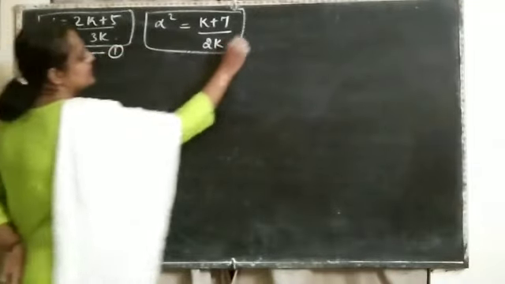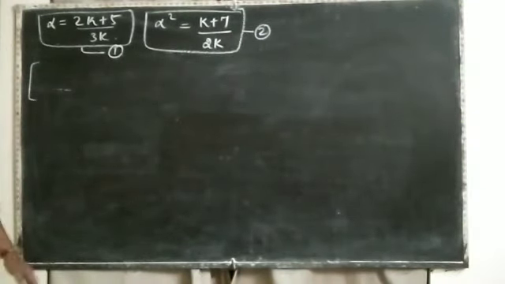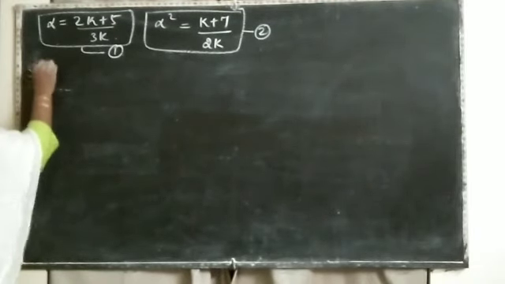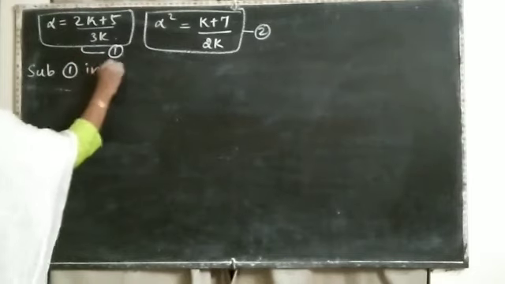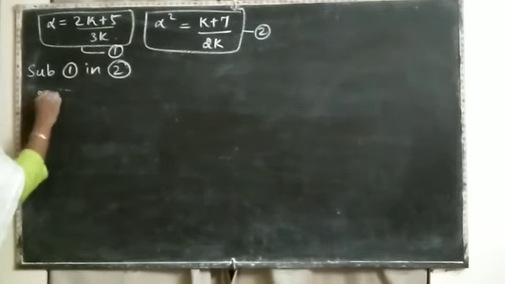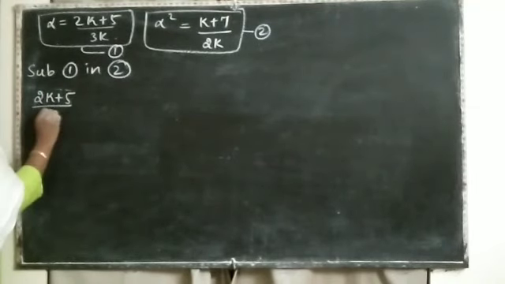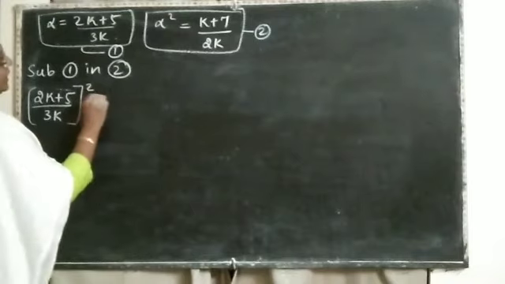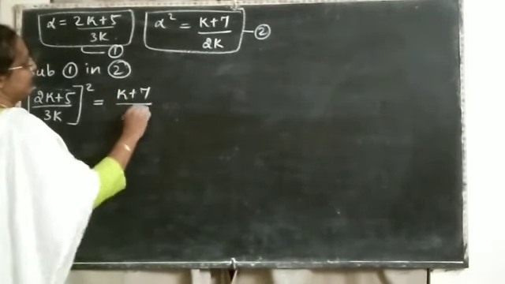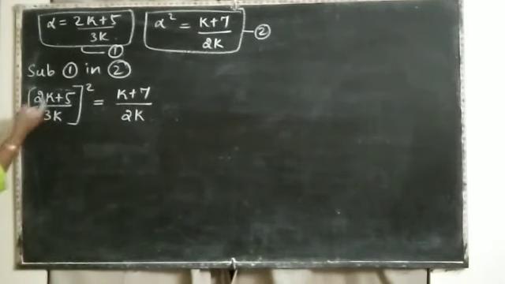Already we have noted this as the first equation and this as the second equation. So let me substitute the first equation in the second equation. So what will I get? (2k + 5) divided by 3k, the whole squared, is equal to (k + 7) divided by 2k. Now expand.